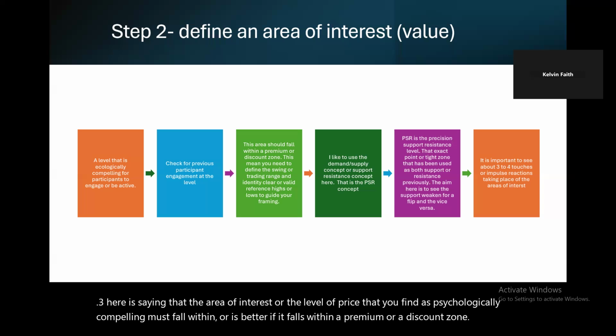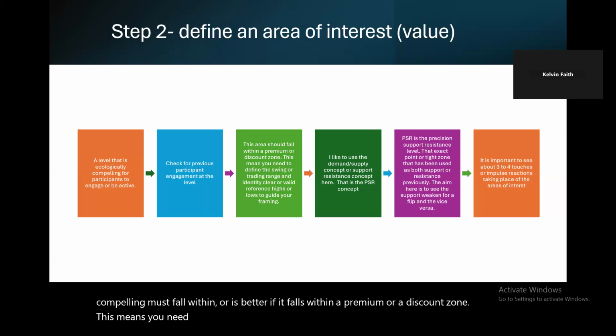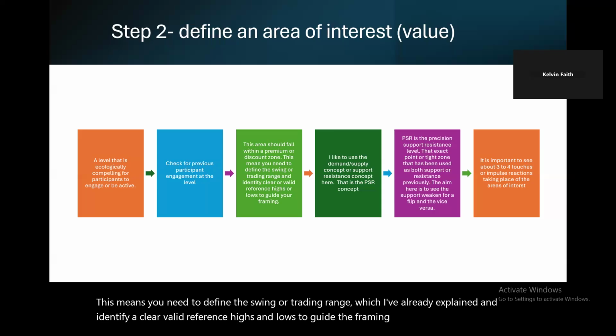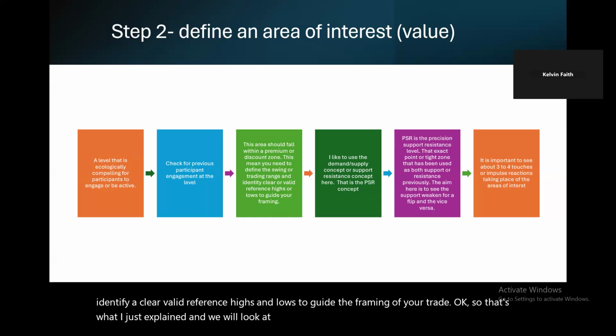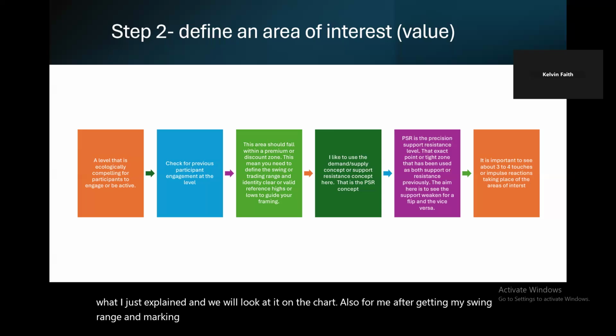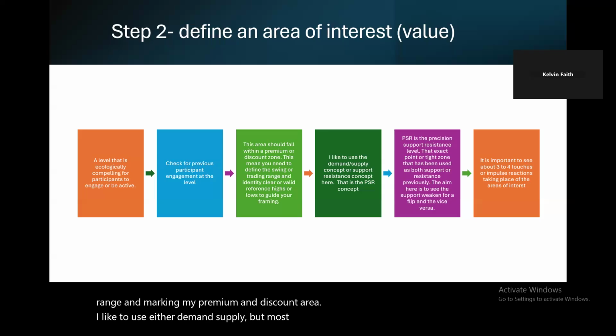This means you need to define the swing or trading range, which I've already explained, and identify clear, valid reference highs and lows to guide the framing of your trade. That's what I just explained, and we will look at it on the chart also. For me, after getting my swing range and marking my premium and discount area, I like to use either demand and supply, but most importantly, I like the concept of support and resistance.